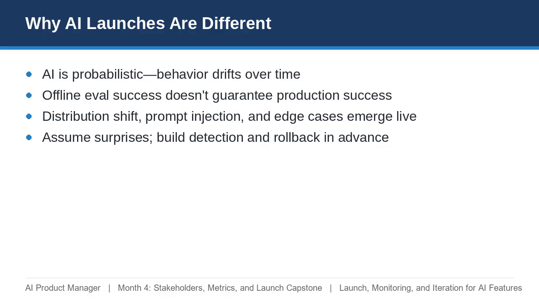Unlike deterministic software, AI features behave probabilistically and their quality drifts as data, users, and the world change. A model that aced your offline tests can still fail in production due to distribution shift, prompt injection, or unexpected inputs. So your launch plan should assume the feature will surprise you, and design from the start for detecting, containing, and correcting problems fast.